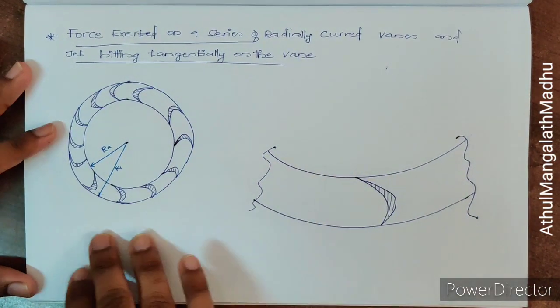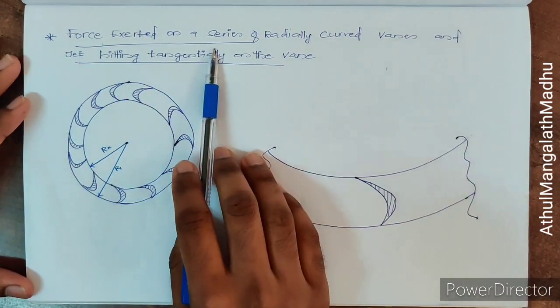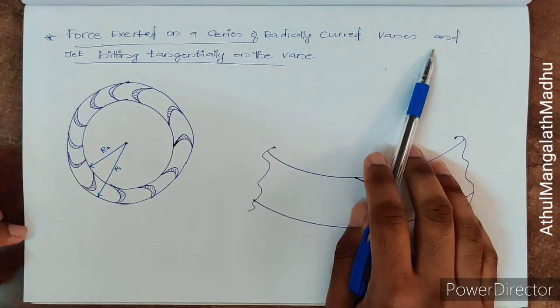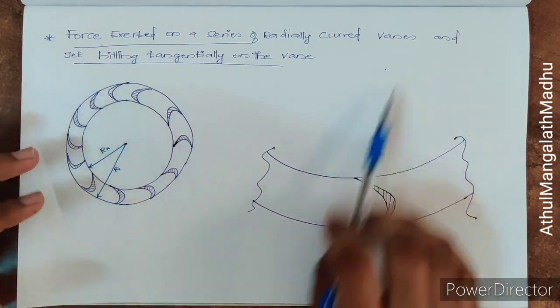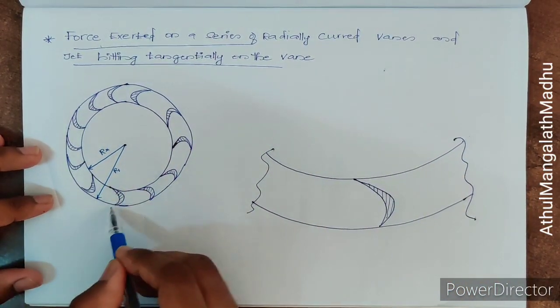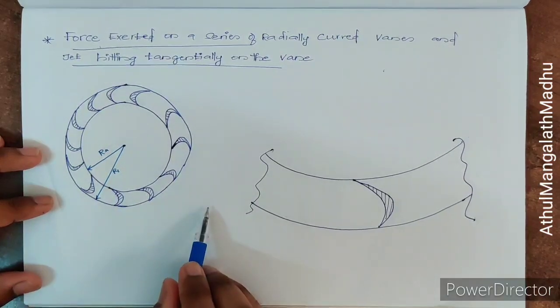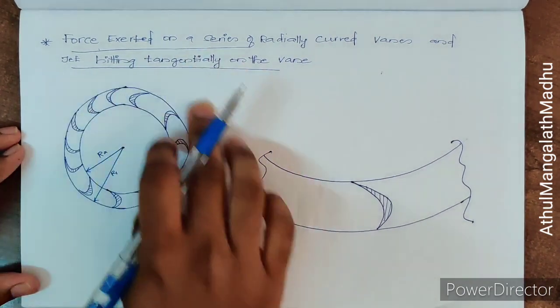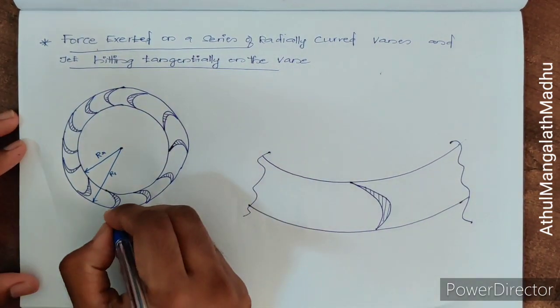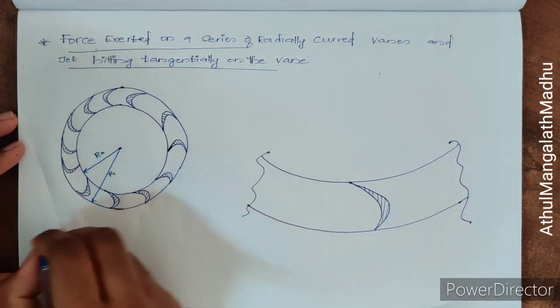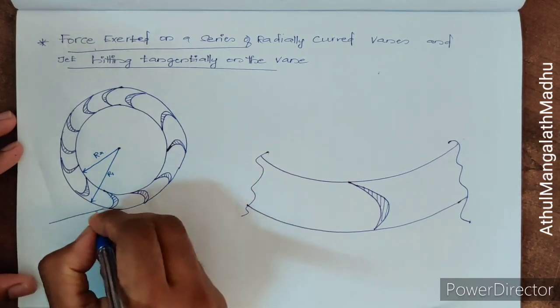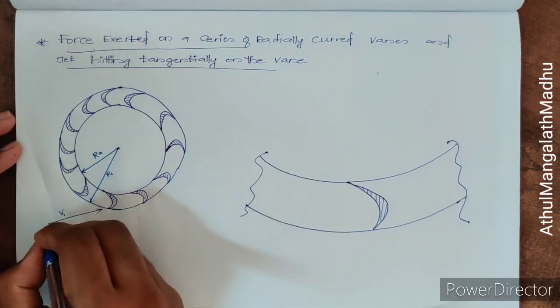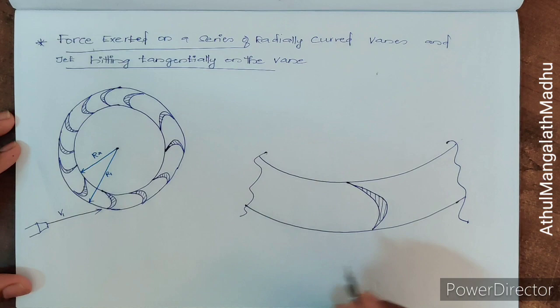So that's coming to the next portion. Force exerted on a series of radially curved vanes and hitting tangentially on the curve. We have just earlier seen a single vane. The vane was moving with a velocity, but here we have a series of vanes like this. If the water is hitting this vane with a velocity, the absolute velocity, let it be v1.